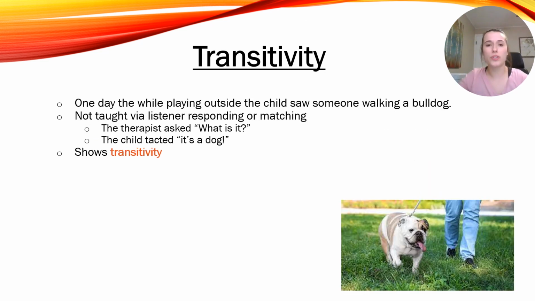And lastly, we get to our transitivity. One day we were out in the natural environment, in NET, playing outside at the playground at our clinic. It's a fenced-in playground, and there's a walking path that sometimes people in town will walk on. The child saw someone walking a bulldog across, and the therapist asked the child, "Hey, what is that?" And the child independently tacted, "It's a dog." This shows transitivity.